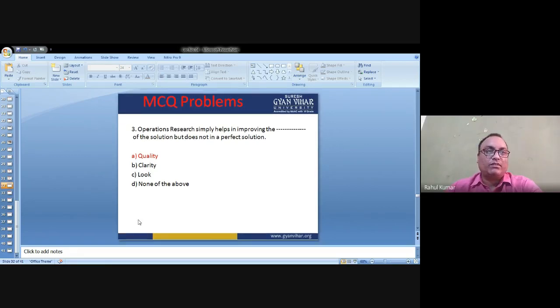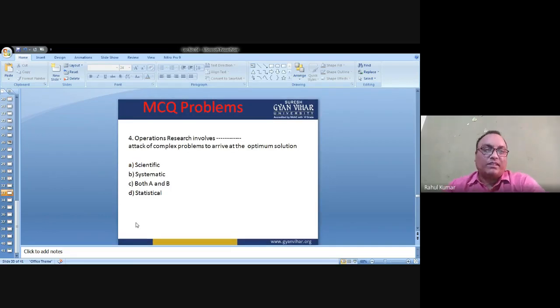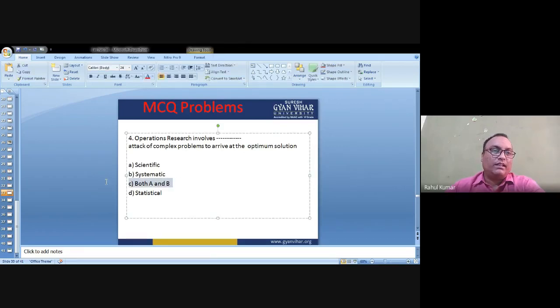Then move to the next question. This is question number 4. Operation research involves attack of complex problems to arrive at the optimal solution. The options are: scientific, systematic, both A and B, and statistical. The answer for this question is both A and B, scientific and systematic approach, right?